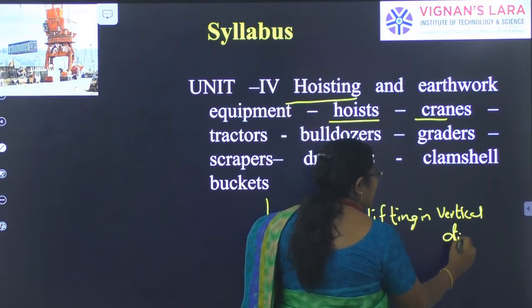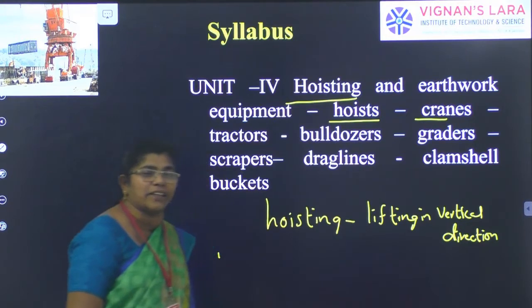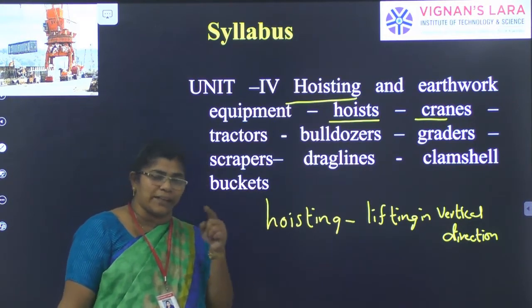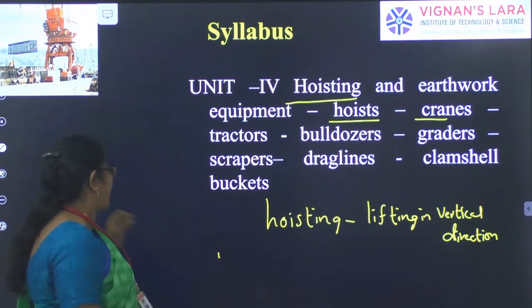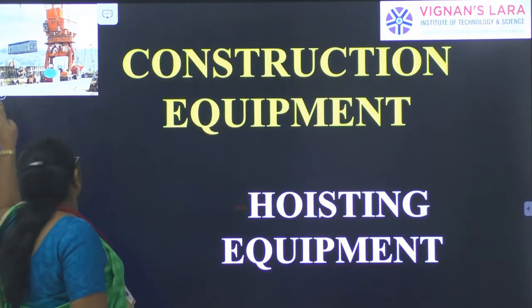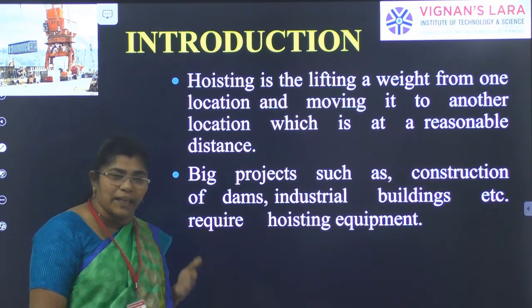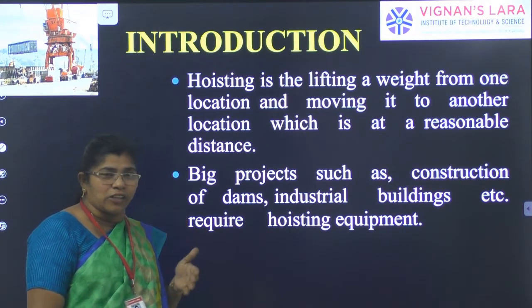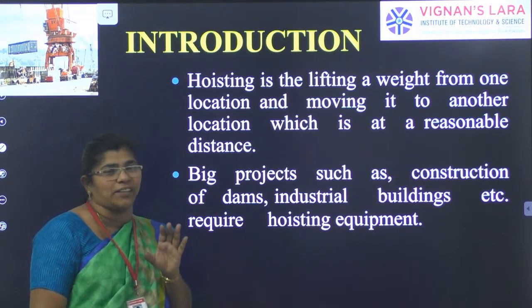Last class, we saw about the cranes, and we saw two types of cranes: mobile cranes and fixed cranes. Last class we saw the types of mobile cranes. This class we will continue with the topic and see elaborately about the fixed cranes. We will also see the other, smaller hoisting equipment.